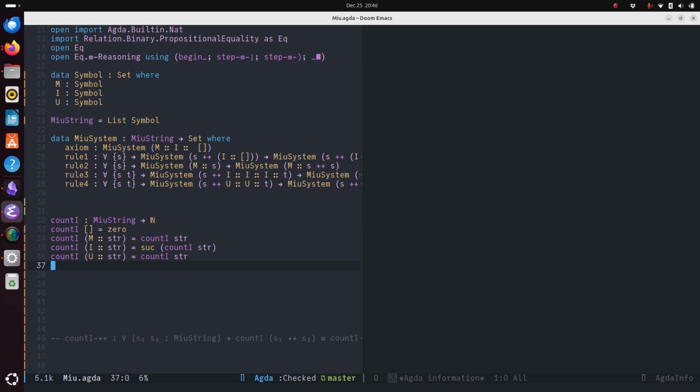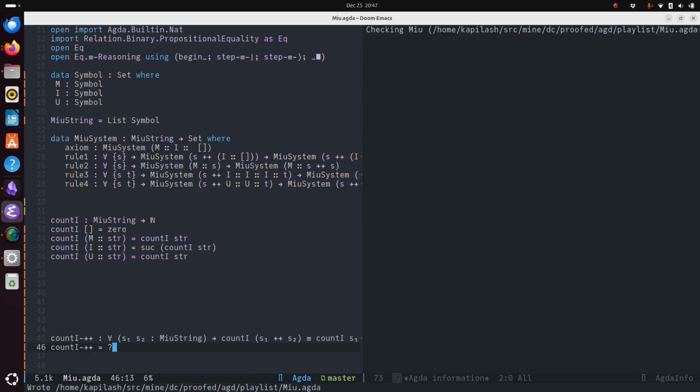Now let us implement our first theorem. What this theorem says is that for all strings S1 and S2, the number of I's in their concatenation is the sum of the number of I's in each. Let me again implement this interactively. I'll put a question mark, load the file.